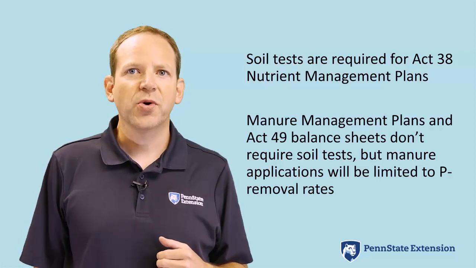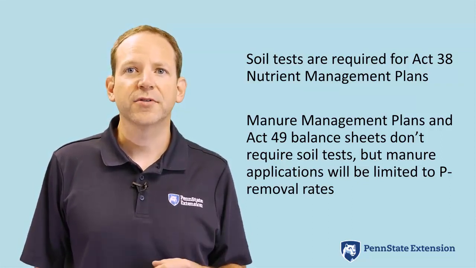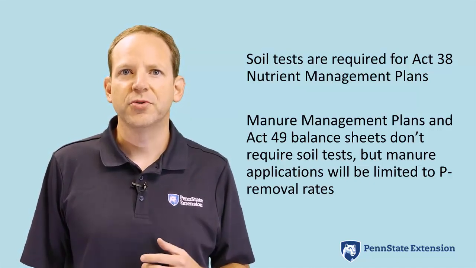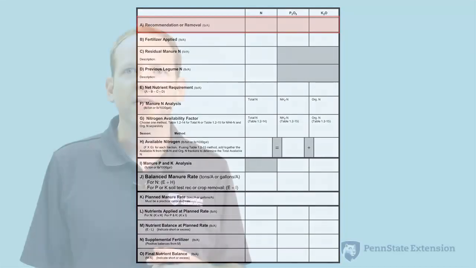When you don't have a soil test, you can develop the balance sheet based on crop nutrient removal values, but the manure application rates will be limited to meeting the phosphorus nutrient balance. So, in the first line of the balance sheet, enter either the nutrient recommendations from a soil test report, or if you don't have a soil test, the crop removal values.